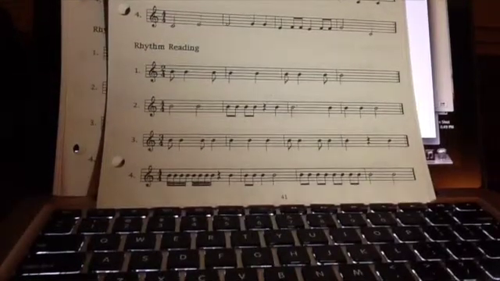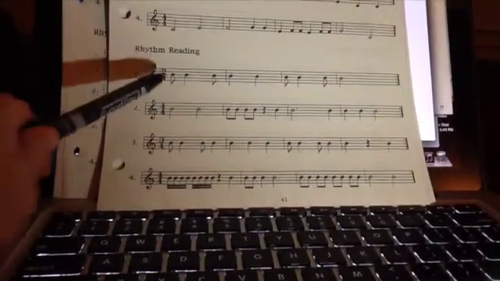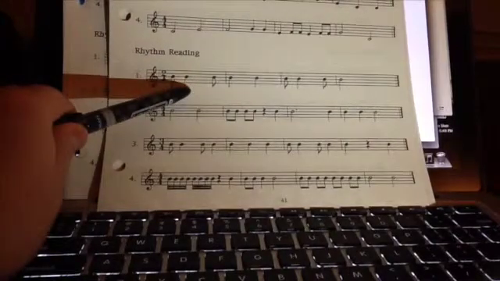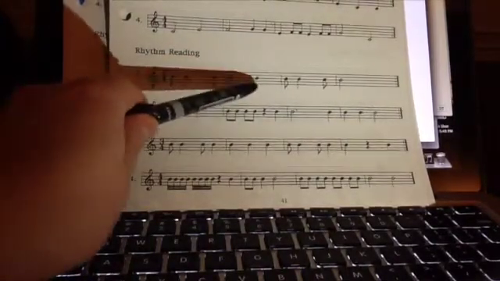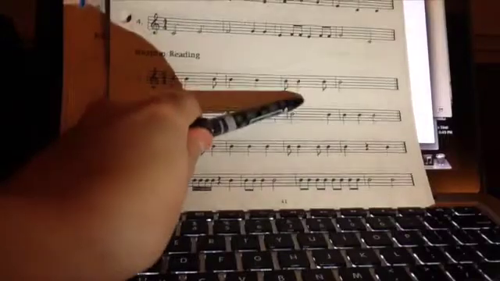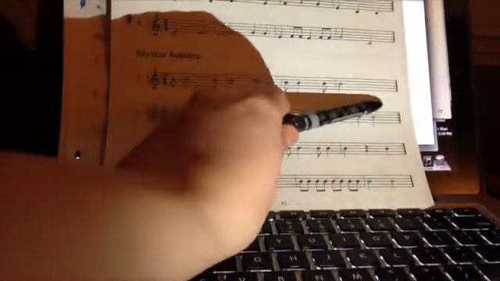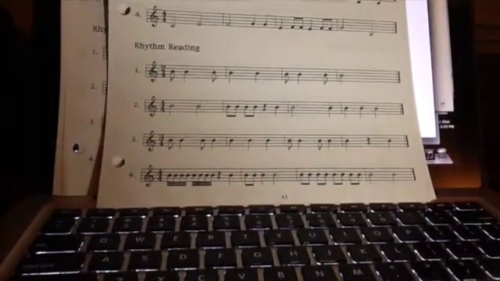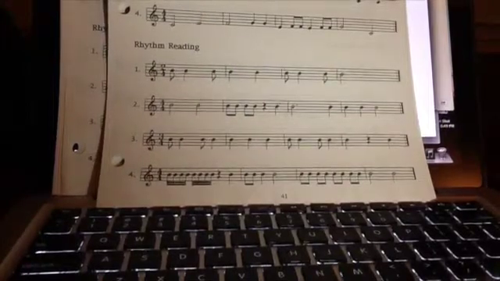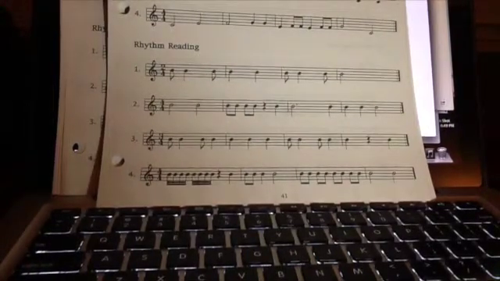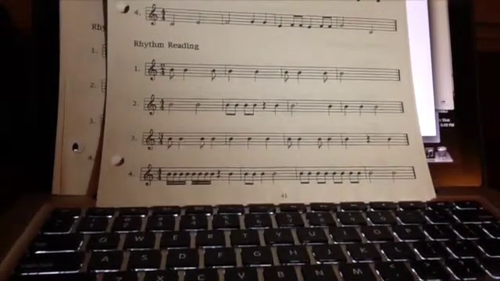If you were to count this, it would sound like this. 1 and 2 and 1, 2, 1 and 2 and 1, 2. And if I were to clap count that, it would be like this. 1, 2 and 1, 2, 1 and 2 and 1, 2.